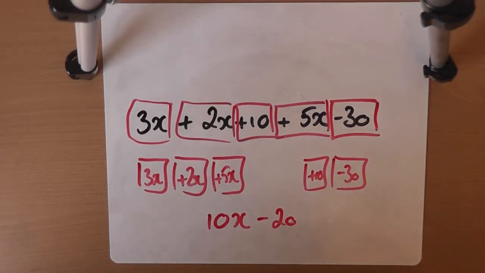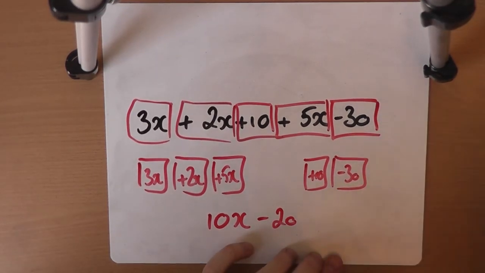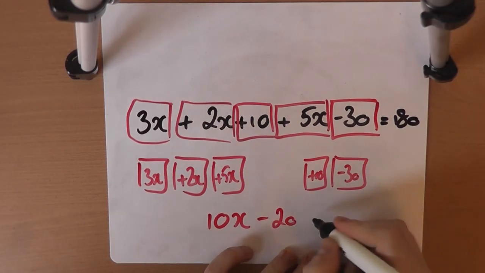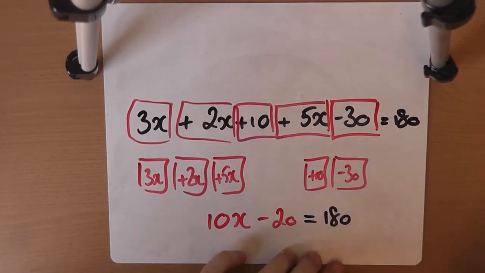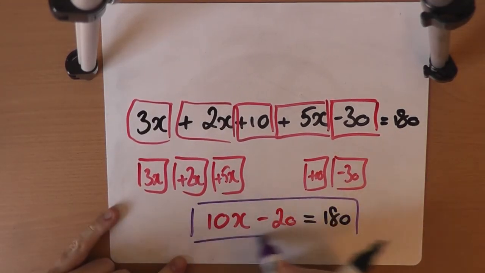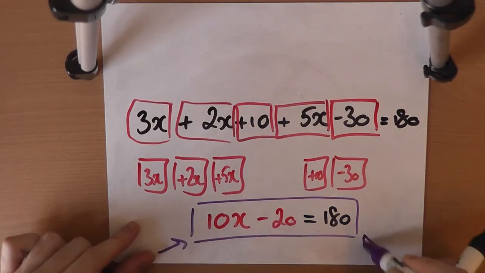And we said before that the whole point of us adding them together was so that we could then set them equal to something. And we said that if we add the three angles of any triangle together, we get 180 degrees. So if this is equal to 180, then so must this be, because they are the same thing. And there, at the bottom, 10x minus 20 equals 180 is an equation that we can solve.